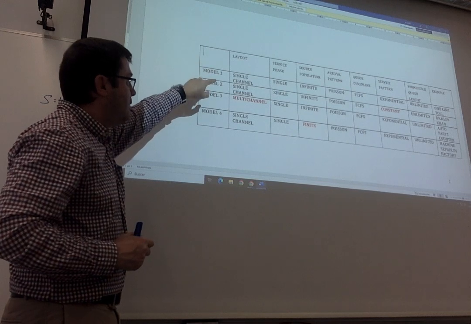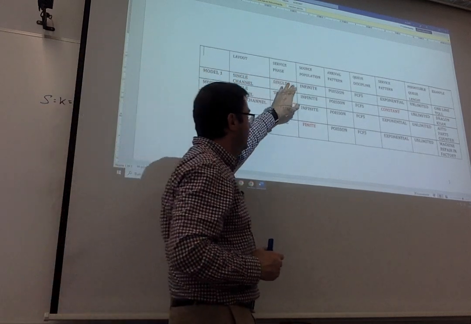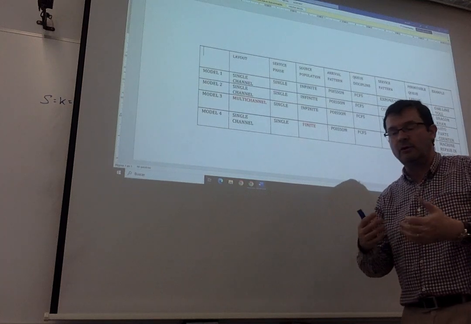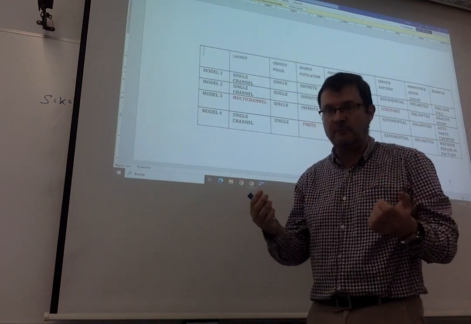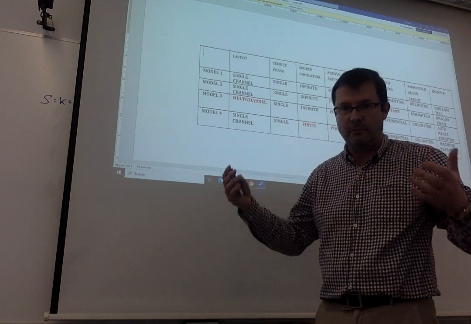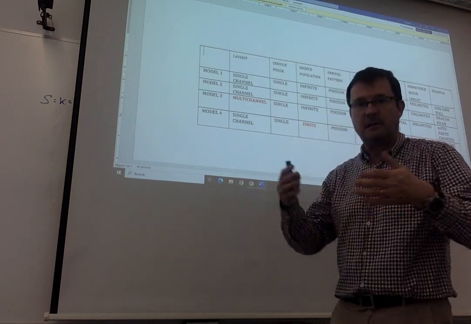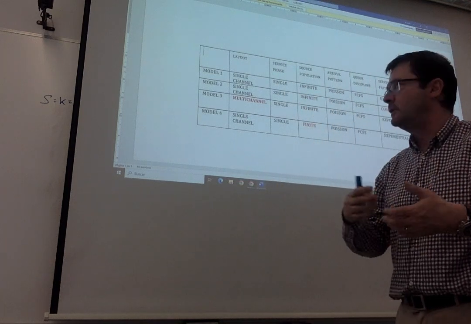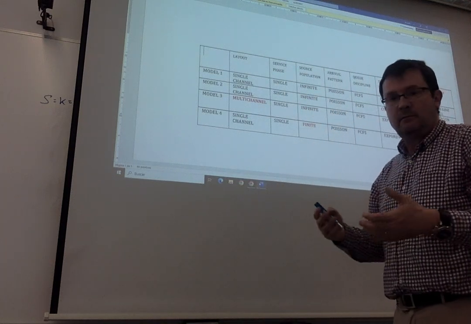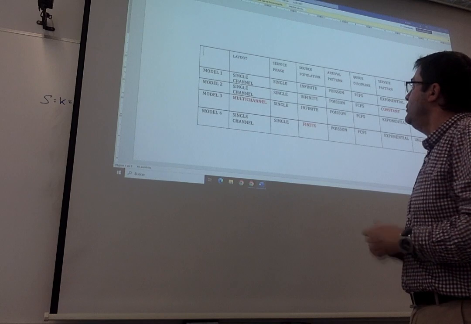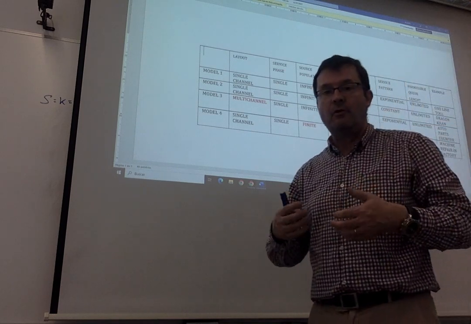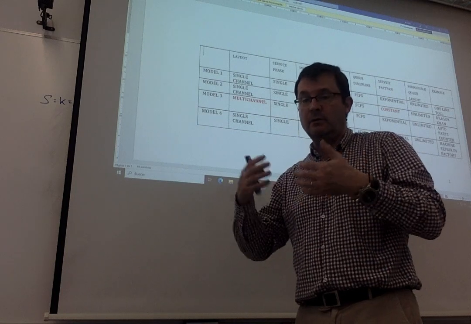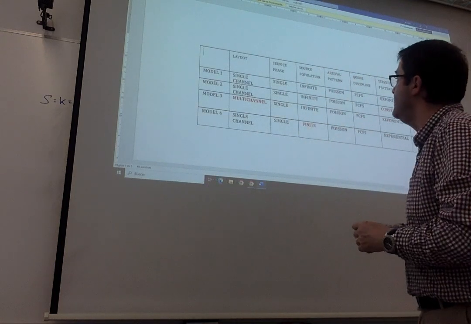Model 1, the layout is single channel, service phase single, source of population infinite. And we say infinite even though we know that populations are not infinite, but infinite means that you can never know how many people can arrive. This is a big airport, a shop in a big city, a warehouse. When you don't know the number of units, people, customers, patients that can come, and you know that this number can be really big, right?